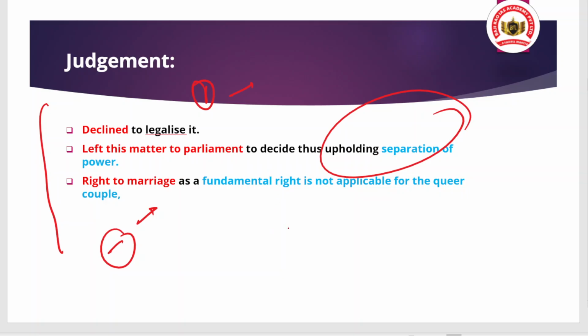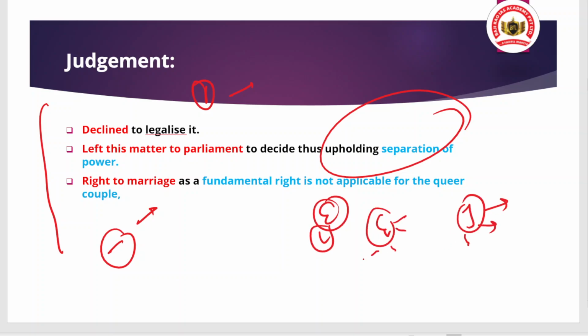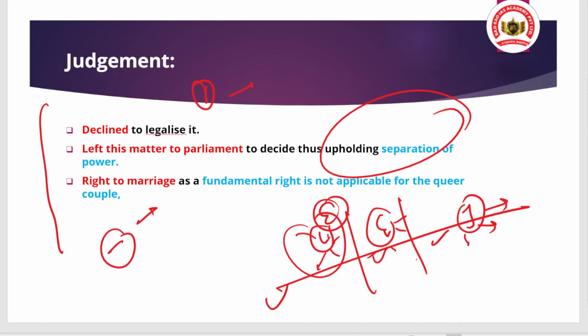What do you mean by separation of power? We have the executive, legislature, and judiciary. The judiciary has its own function, the executive has its own function, the legislature has its own function. Separation of power means you separate the powers so that one does not interfere in the matter of another. What is the purpose of this? To ensure checks and balances between them. So that is the very important idea of separation of power.